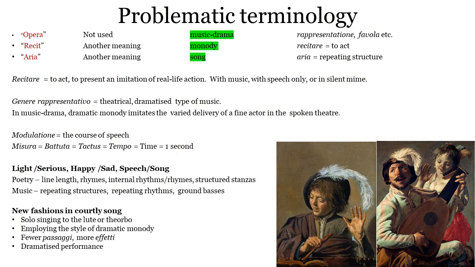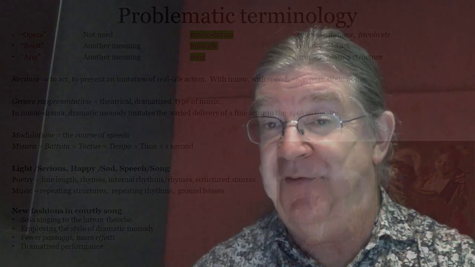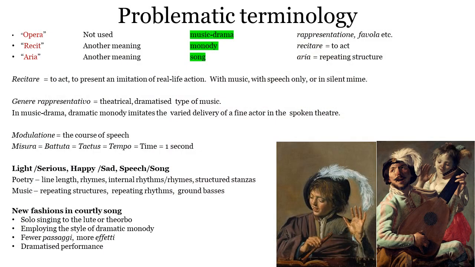presenting an imitation of some kind of real-life action. The action could be of men or of divine figures like angels. And we know that recitare, to act, it's just nothing to do with our modern idea of recitative, because in this Il Chorago book, he says that there are three ways you can do this recitare. You can do recitare with music, you can do recitare, acting, with speech only. And you can do recitare, acting, in silent mime. So recitare is not our modern recitative.